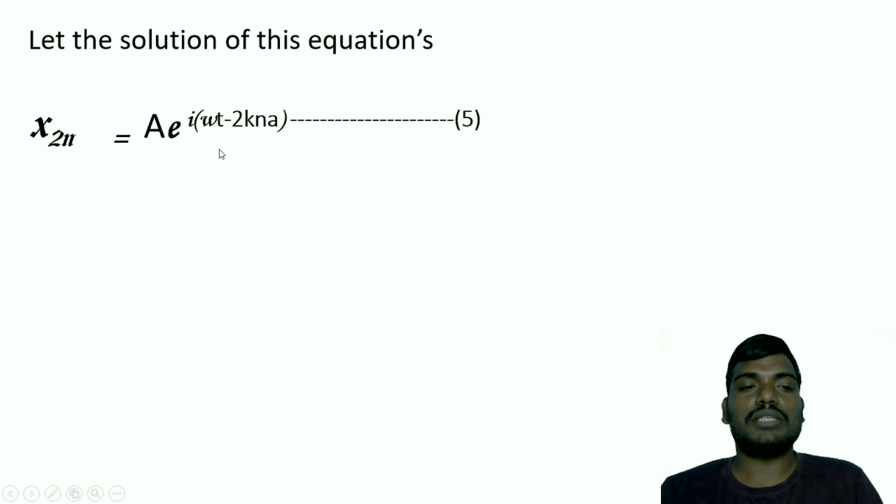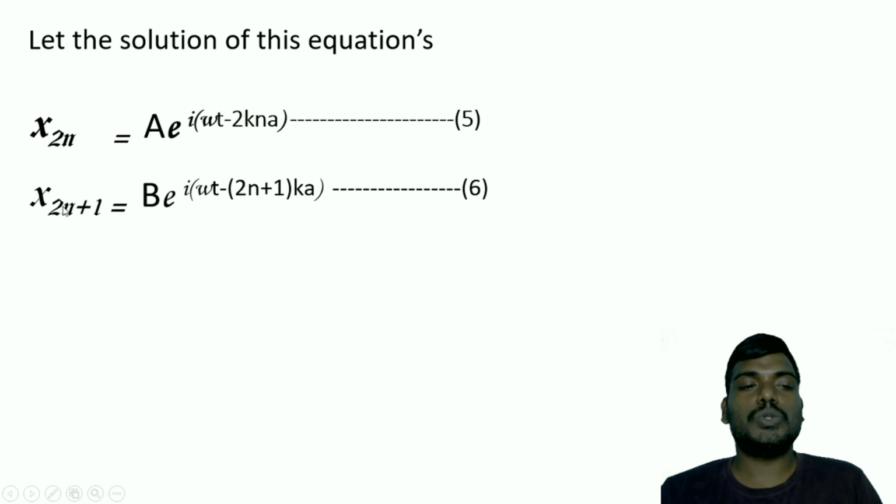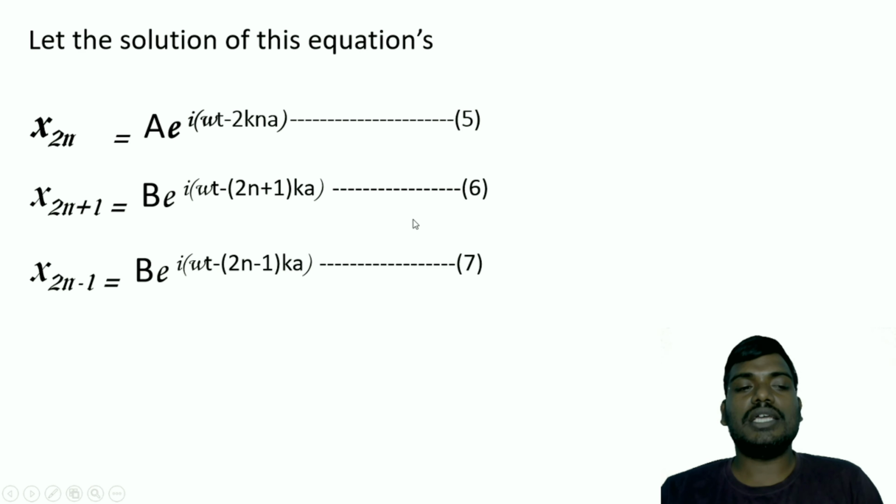This indicates the small m oscillator value. And next, x2n plus 1 equals B e to the power of i into omega t minus 2n plus 1 into Ka, where 2n is replaced with 2n plus 1. This equation is named 6. This equation indicates the capital M oscillator value. And next one, same as this, x2n minus 1 equals B e to the power of i into omega t minus 2n minus 1 into Ka. This also indicates the capital M value.